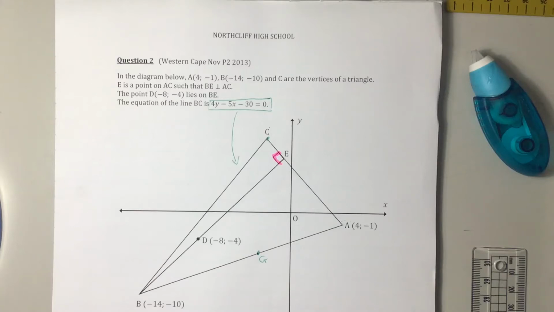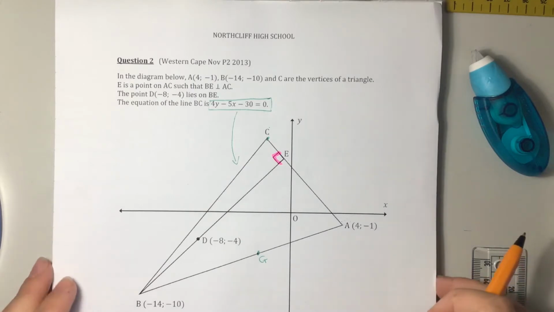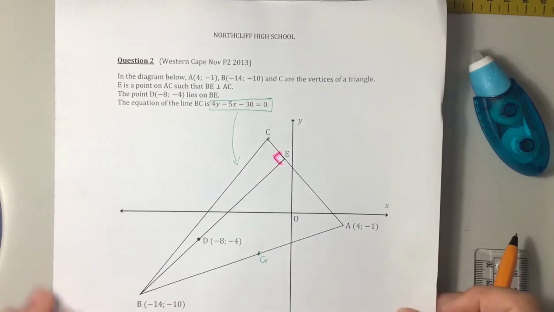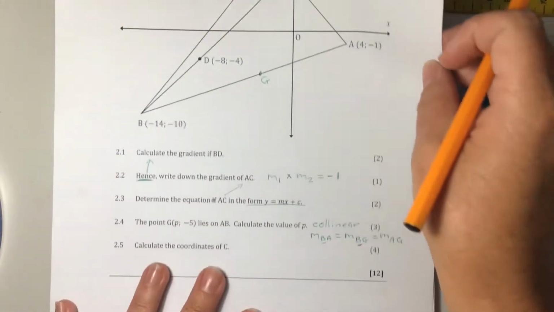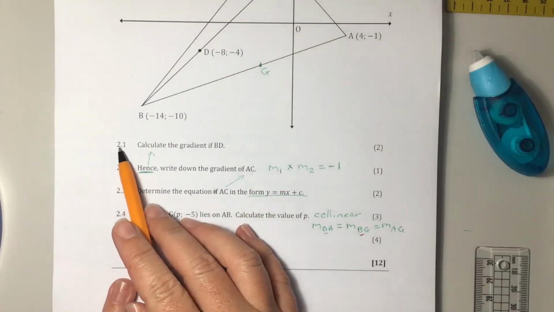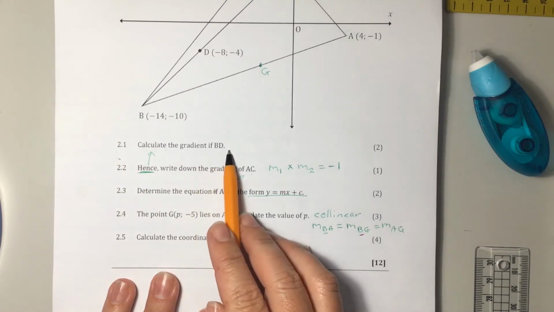Hello everyone, in this video I'm going to go through question 2 of the mock exam on analytical geometry. So once again, I'm not going to go through all the information again since I went through that in the first video. Let's start with question 2.1. Calculate the gradient of BD.